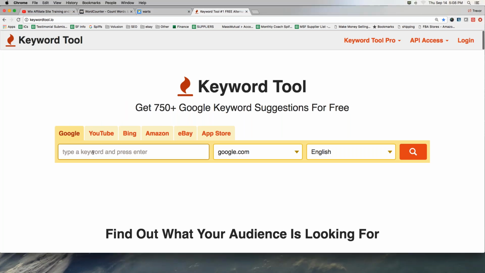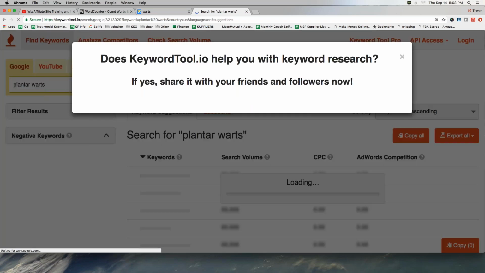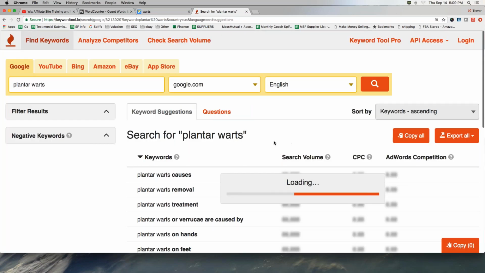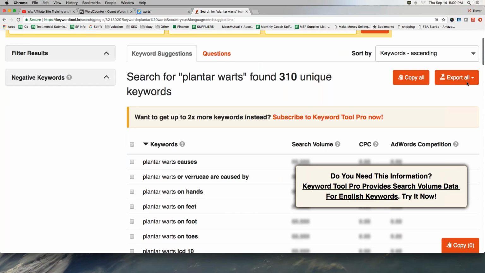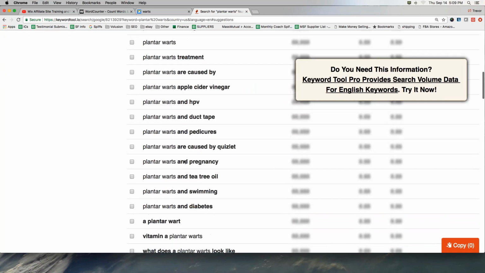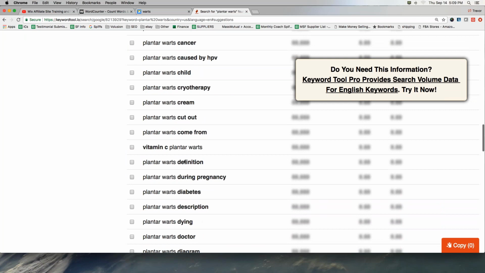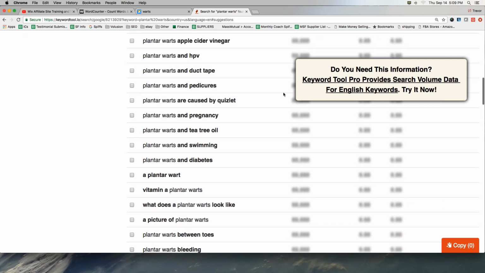So I'm going to start with Google, and I'm just going to type in my main niche. Okay, plantar warts, right? That's what this website's all about. And I'm going to do a search. And one thing you'll notice is it comes up here at the top with the results that you got from your search. It says 310 unique keywords or keyword phrases. And I can scroll down on the page and quickly see a list of these phrases, okay? Now what you're going to notice is over here at the right-hand side of the page, you'll see this.